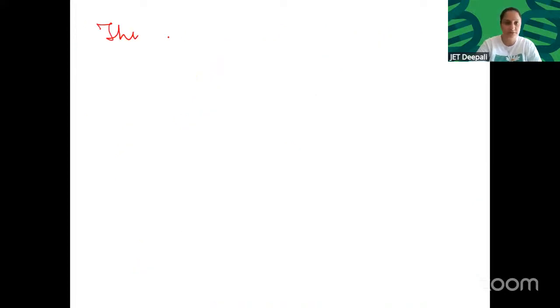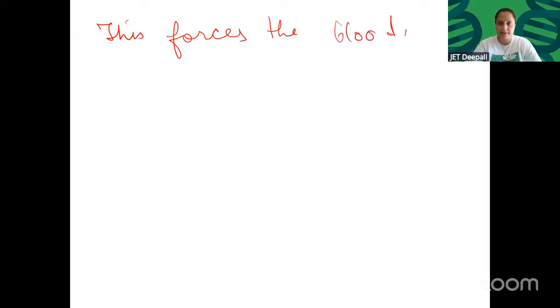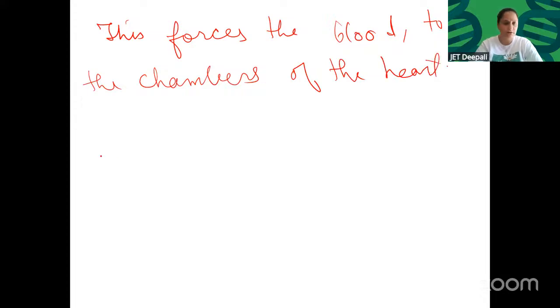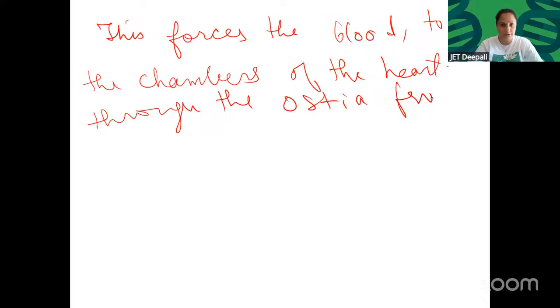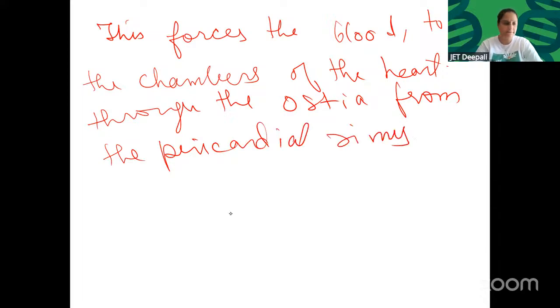This forces the blood to enter the chambers of the heart through the ostia from the pericardial sinus. Clear? Now we will do a flow chart of how the blood is going.